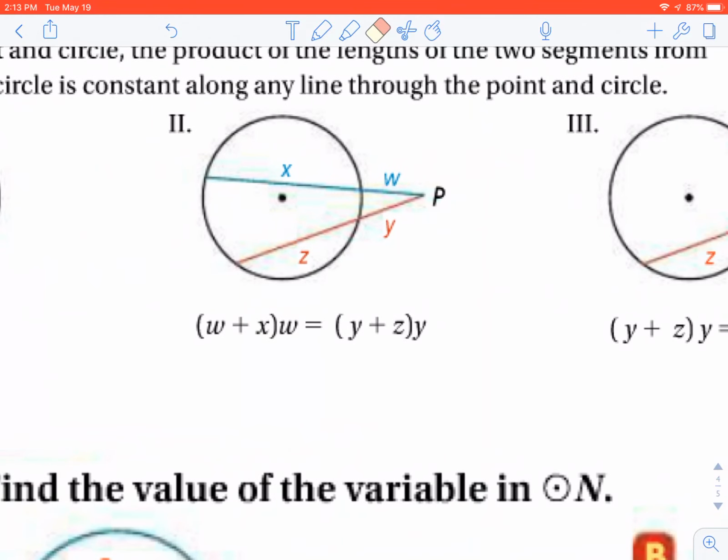Okay? The intersection occurs outside. This is where it gets a little bit tricky. You take your two parts of the chord, so this part, so x plus y, and then you multiply it by the value outside of the circle. So x plus w times w is equal to z plus y times y.